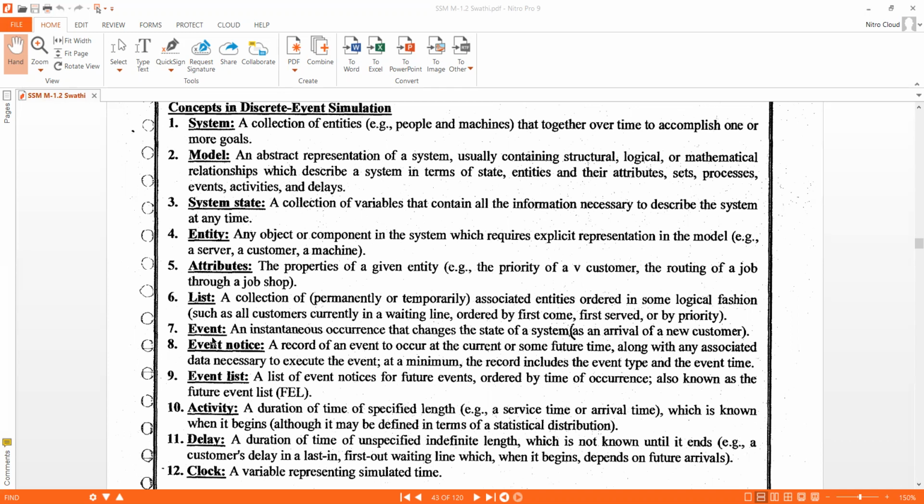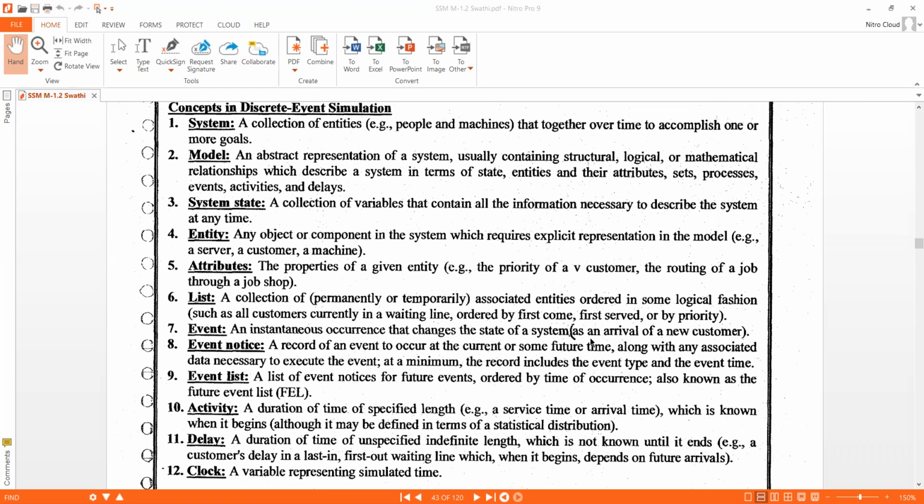Next term here is event. An event is an instantaneous occurrence that changes the state of a system. It is some occurrence that changes the state of a system. The arrival of a new customer is an example of an event.